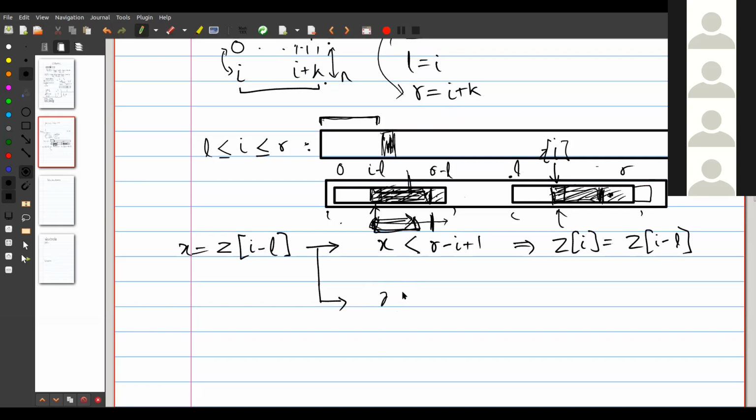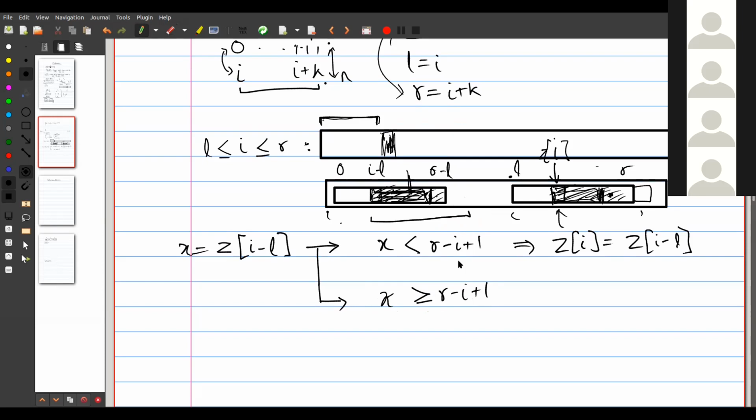But yeah, we have another case, x is greater than or equal to r minus I plus 1. And what that means is that I have a string. Okay, is my voice cutting too again? It's clear now. Okay.